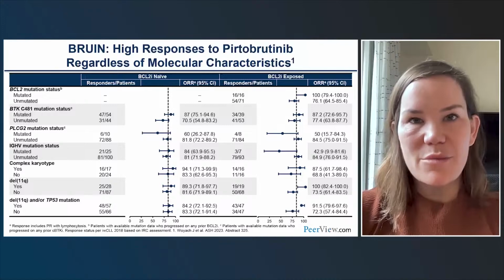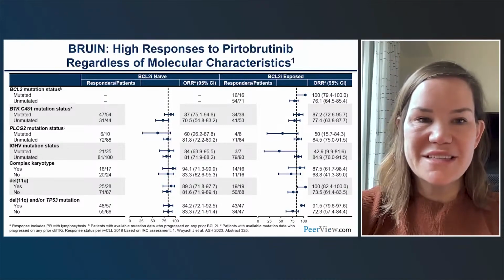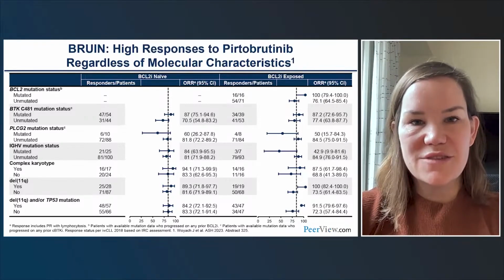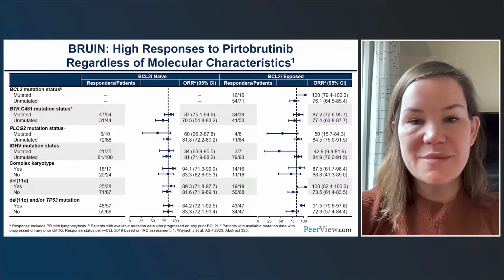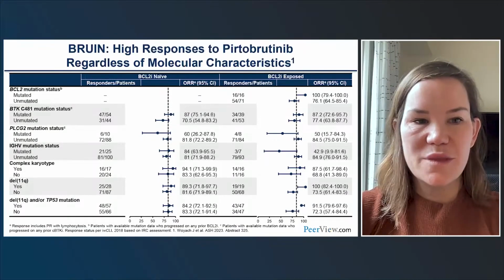There are very wide error bars, which is because the number of patients with these mutations is very low, only 18 in total based on this presentation. Nonetheless, I do think it's impressive to see that pirtobrutinib seems to have very similar response rates, even in our highest risk patients, such as those with DEL17P and or TP53 mutation.